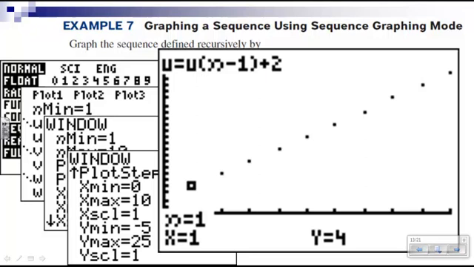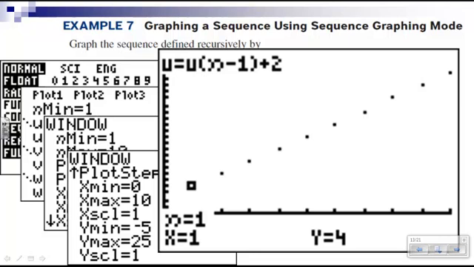And if you go into trace mode, every single dot has its sequence position number, the value of x, and the value of y. And again, x and n should be the same value, I believe.